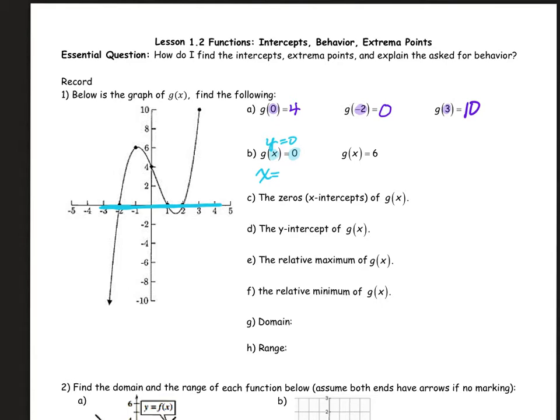I've got 3 points. I've got here, here, and here. So x is going to equal negative 2, 1, and 2. 3 different values. Okay, negative 2, 1, and 2. Great. I can have more than one value for x.